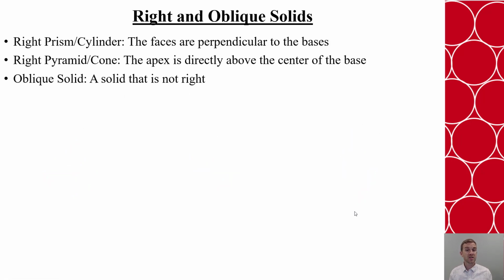Now, last thing we'll talk about is the right and oblique solids. To be right for a prism or cylinder means that the faces are perpendicular to the bases, whereas with a pyramid or cone, we know the apex is directly above the center of that base. It's going to be at a 90-degree angle. And oblique means any other case where the solid does not have those right angles.